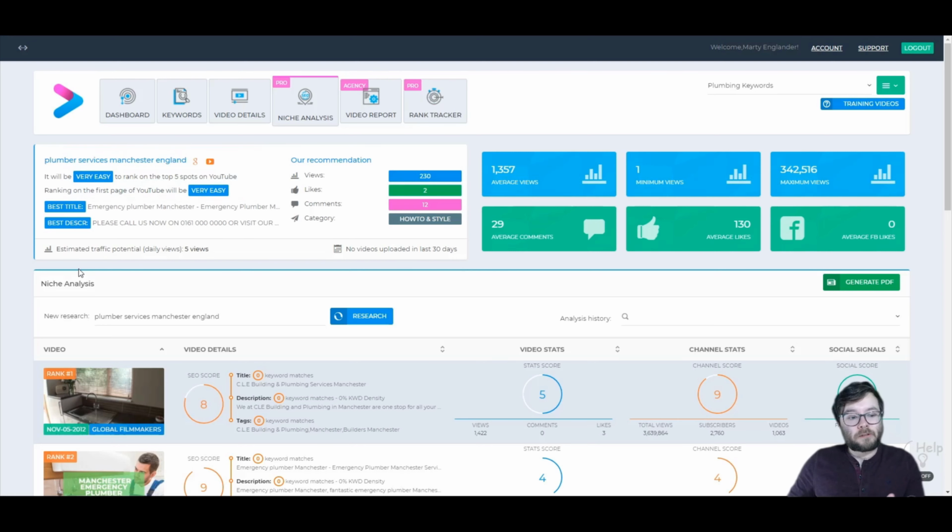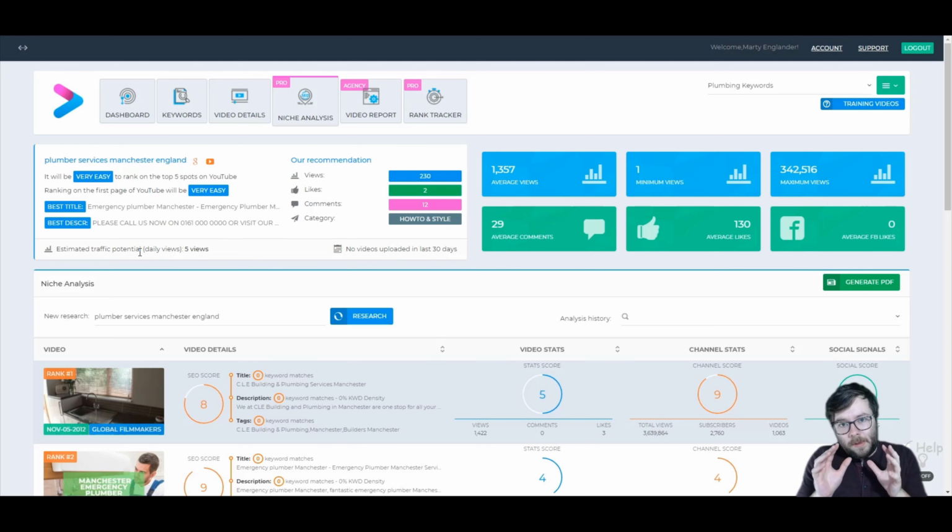Okay, now if we scroll down, you can see that the estimated traffic potential is 5 views per day just for that long tail keyword. And you may be thinking, 5 views a day, that's nothing. But if you really think about how targeted that search phrase is, the chances are the only people searching for that exact keyword are people with clear intentions. We know that someone is looking for plumber services in Manchester, in England.